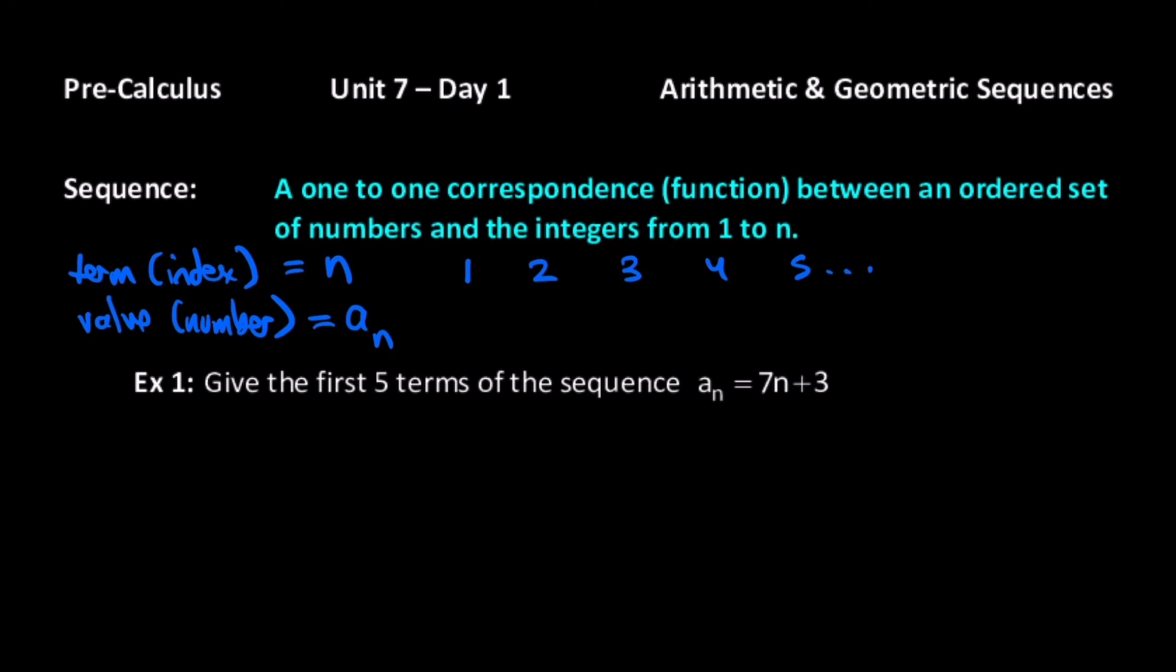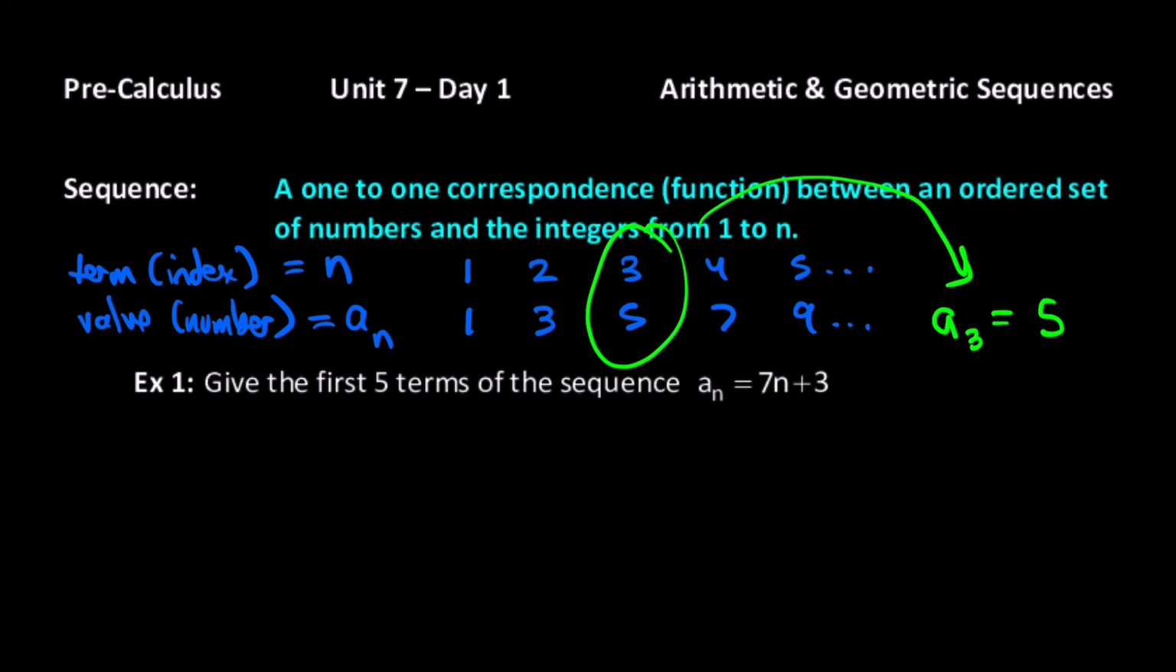Well, let's talk about the odd numbers. 1, 3, 5, 7, 9, so on and so forth. So if I want to pick one of these at random right here, I'll actually circle that. What this is saying is that a sub 3 equals 5. Okay, so that's kind of how that works.